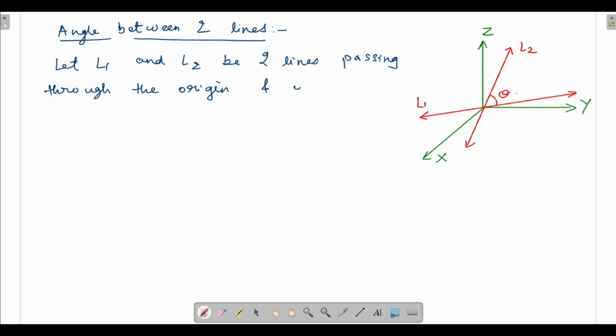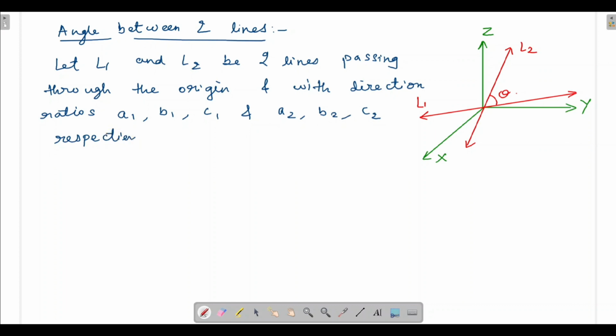Okay, and with direction ratios A1 B1 C1 and A2 B2 C2 respectively. So that means the direction ratios of line L1 are A1 B1 C1, direction ratios of L2 are A2 B2 C2. Then we can determine the angle between the two lines.